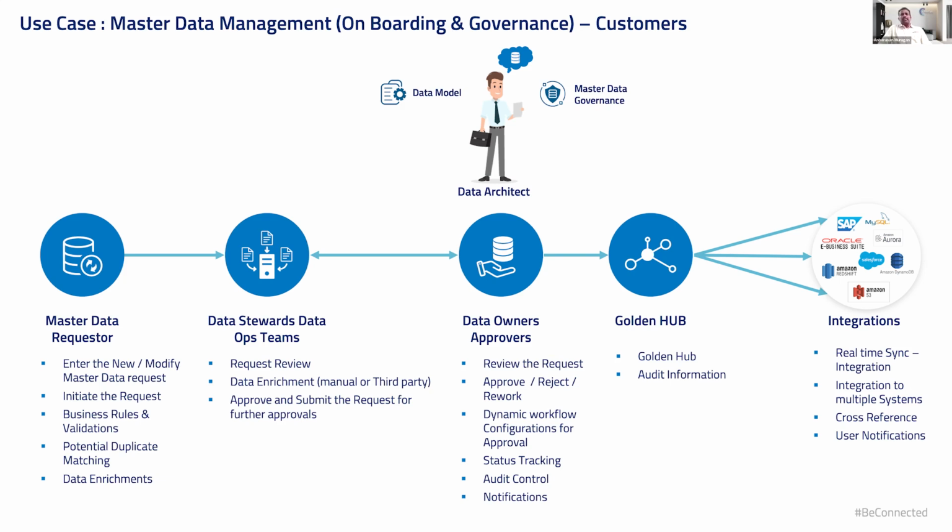For the use case, there are two important roles I'm going to log in as. Number one is the data architect. With this user, I'm going to configure a data model, and on top of that, I'm going to do the master data governance. Next, the requester, who is going to request the data, and then it is going to follow through the data steward, and then the data approver or owner to approve it. Finally, the data is going to move into the golden hub, and obviously it is going to integrate with any sort of target system. In today's case, we are going to take a customer master as an example.